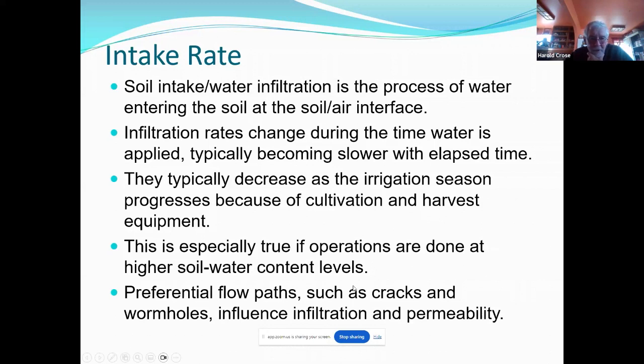Preferential flow paths such as cracks and wormholes influence infiltration and permeability. That's why we like to see that organic layer in the upper part of that profile and building that organic matter, where our biological effects in that soil, the worms and the critters that live in it, are really helping with that infiltration and not increasing it to the point where it becomes a problem. But we want to see that biology increase in the upper part of the root zone.